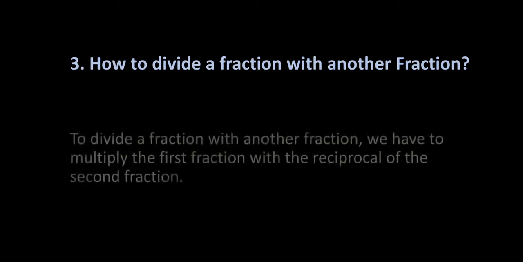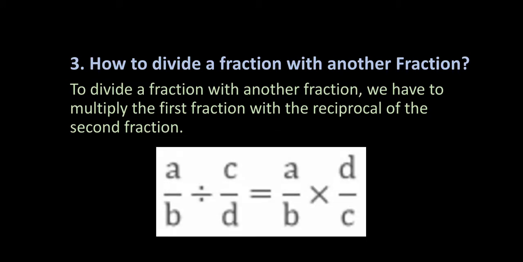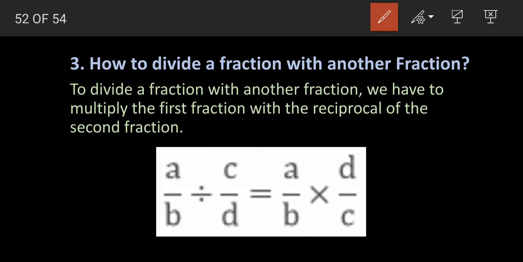Next is how to divide a fraction by another fraction. To divide a fraction by another fraction, we have to multiply the first fraction by the reciprocal of the second fraction. Okay. Look here. If you are given a fraction in this form, a by b, divided by c by d, in that case what to do? Keep the first fraction as it is. No need to change the first fraction. So it is a by b, the same as that.